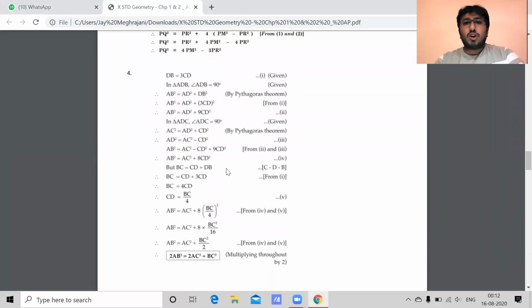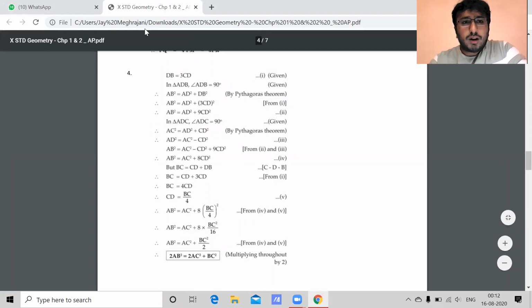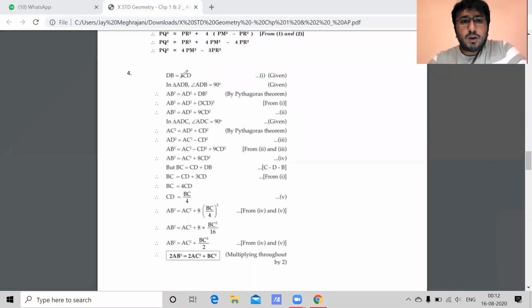Student, the next sum is also a proof based sum, so I'll just help you out. We know that BD is equal to 3CD. That's already given. First step, in triangle ADB, angle ADB is equal to 90 degrees, and we apply Pythagoras theorem, that is AB square is equal to AD square plus DB square. Reason will be by Pythagoras theorem.